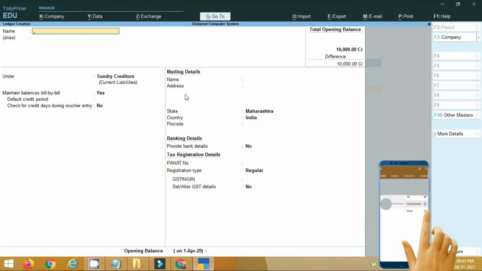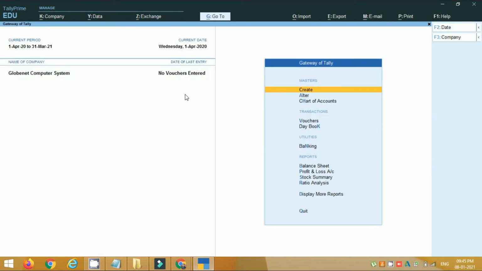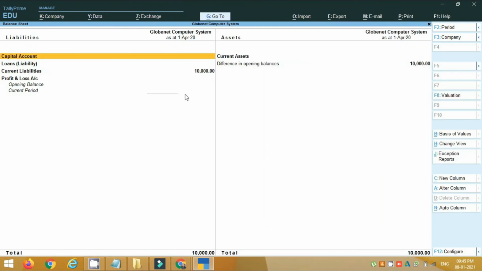Done. So we'll go back and check in the balance sheet. See, sundry creditors come under current liabilities. So the current liabilities amount is 10,000, and on the asset side, as there are no other entries and it is not getting tallied, the opening balance comes as 10,000. The opening balance on the asset side is showing as 10,000.